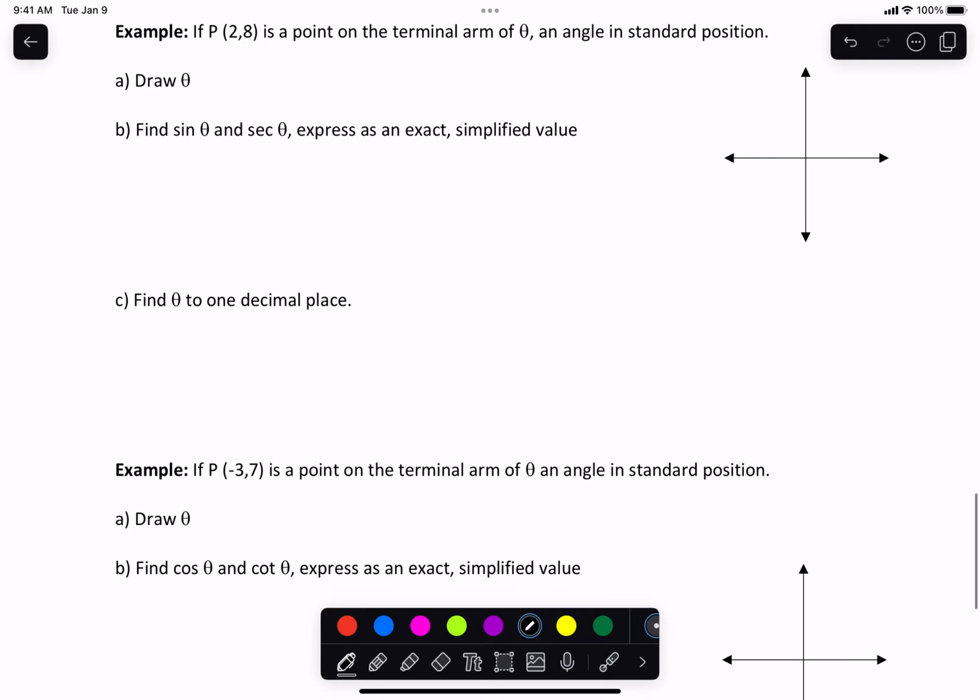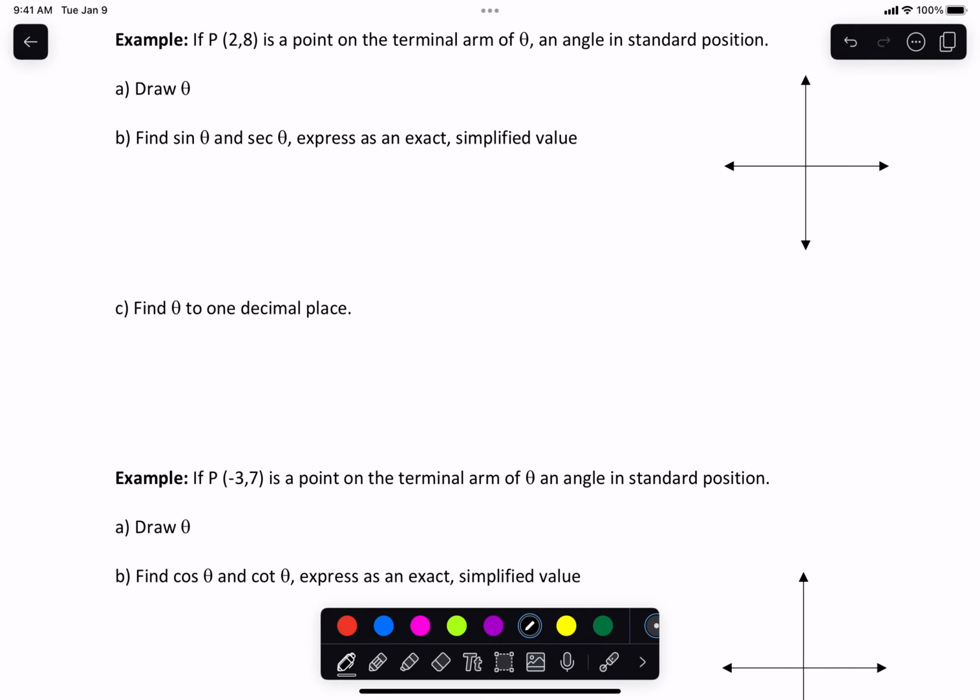Okay. I need to draw. First thing I'm going to do with these questions, draw the point 2, 8. It's wildly important that you put this in the right spot. Where's the point 2, 8? 2, 8 is going to be up here somewhere.